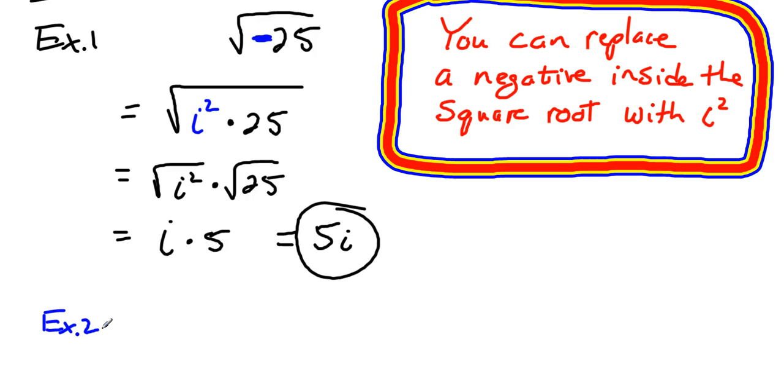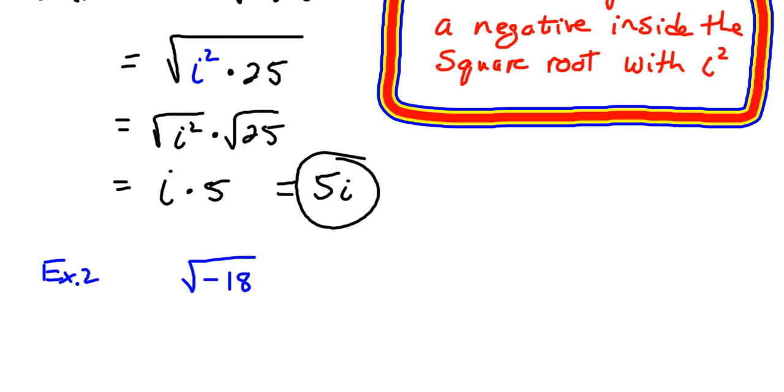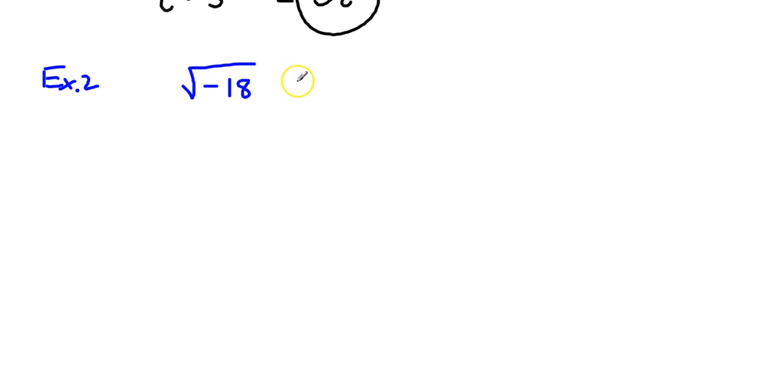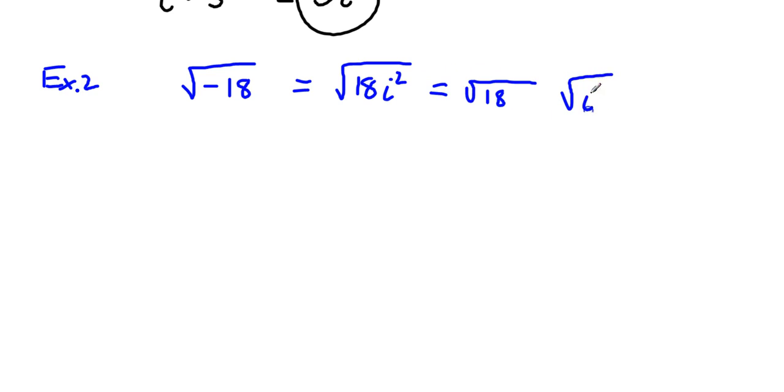All right, so if they give you the square root of negative 18, for this one you could even just take the negative out and make it the square root of 18 i squared, and just put that i squared behind it, so it's already lined up. Most of the time, that's the way you're going to see it. So it's the square root of 18 and the square root of i squared.